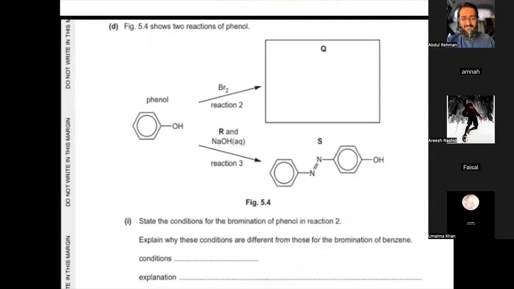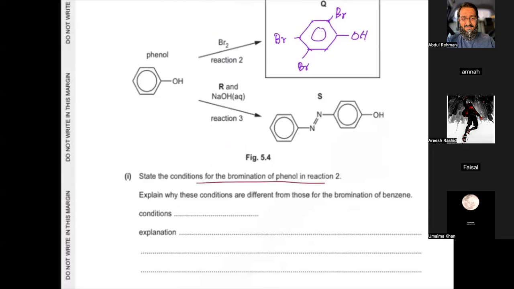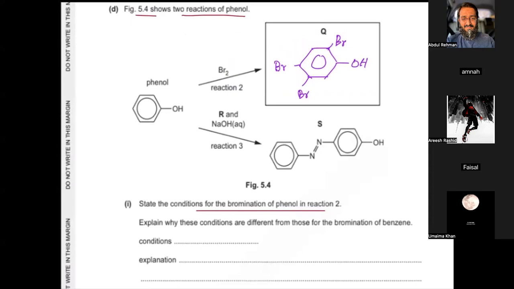Now, figure 5.4 shows two reactions of phenol. Okay, with bromine, it's an electrophilic substitution, and I hope you remember that with bromine, we get the tribromo product. One bromine over here, one bromine over here, and one bromine over here, right? Now, state the conditions for the bromination of phenol for a reaction to occur. Okay, so the second one is diazotization. So if you recall R, then R must be the diazonium ion, N2 positive.